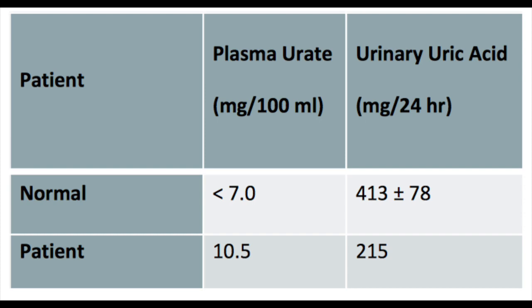So then as physicians diagnose gout and decide on a treatment plan, they will often order tests to check the plasma urate and the urinary uric acid levels. So our patient, in this case, presented with a higher than normal plasma urate level and a lower than normal urinary uric acid level. So I'll go into detail about what these levels really mean.